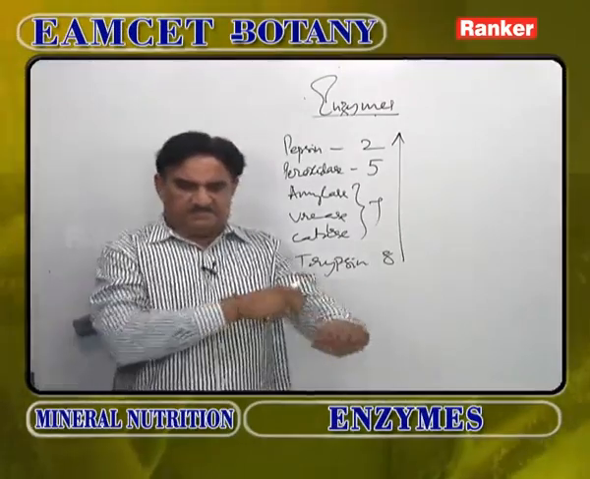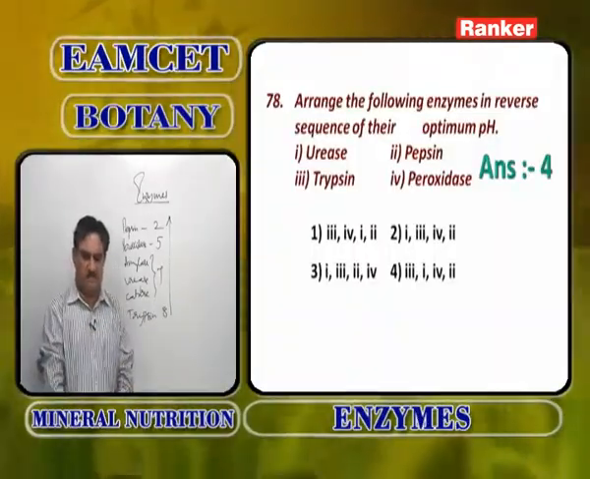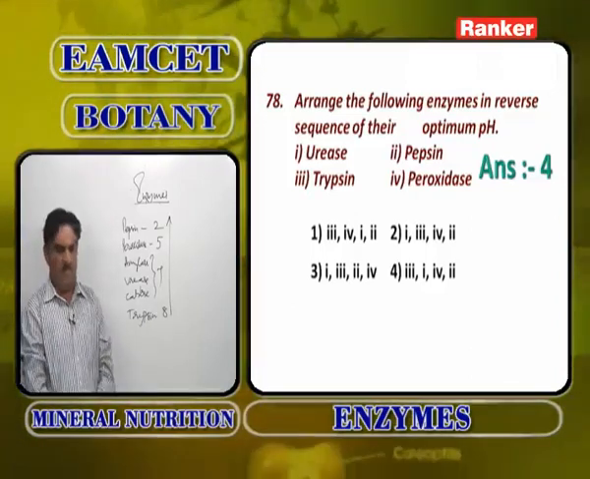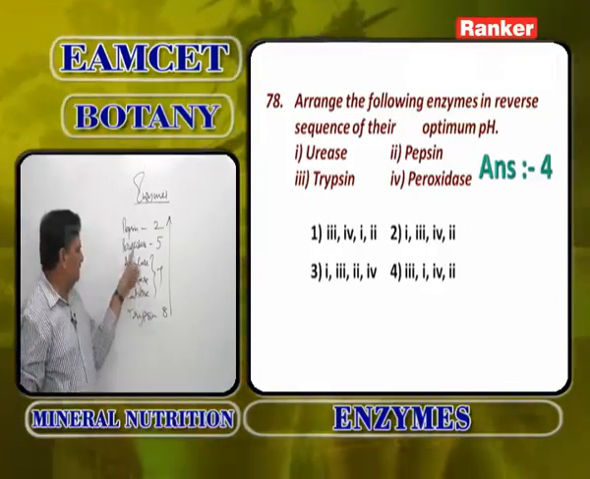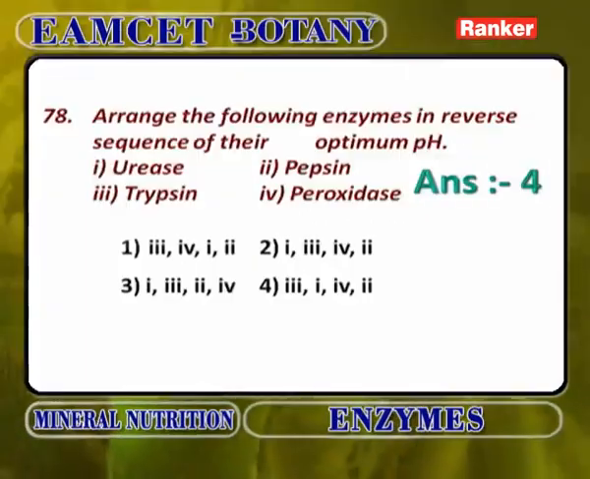Arrange the following enzymes in reverse sequence of their optimum pH. First always comes trypsin, then comes urease, then peroxidase, then pepsin. So, in reverse sequence, this is the answer. Here it is, fourth one, 3, 1, 4, 2.